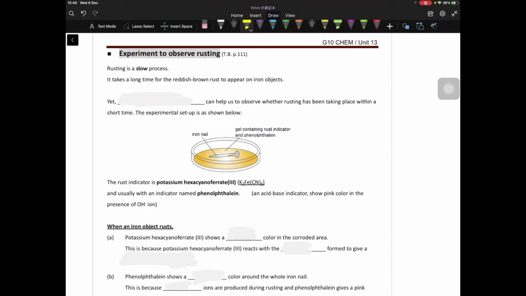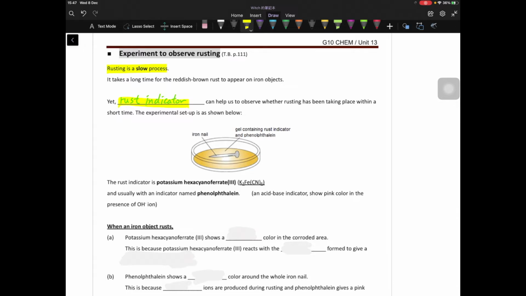Next, we try to observe the rusting process. However, this is not easy because rusting is a very slow process. We need to wait, for example, a few days or even weeks to find out the rust appear on the iron object. So what can we do? Here we introduce a chemical called rust indicator. This is a mixture of chemicals, and it can help us to show how the chemical reaction undergoes.